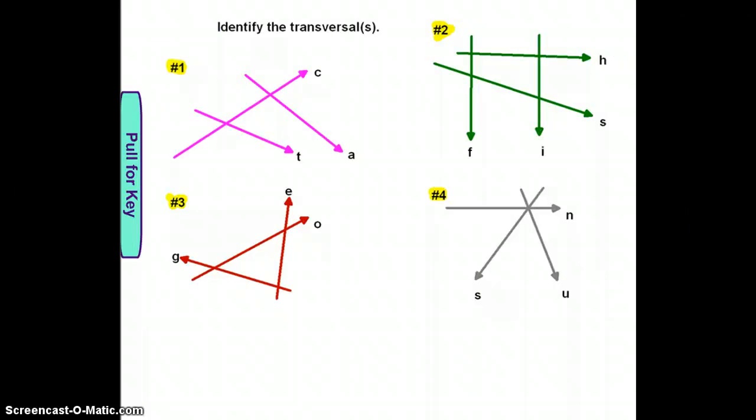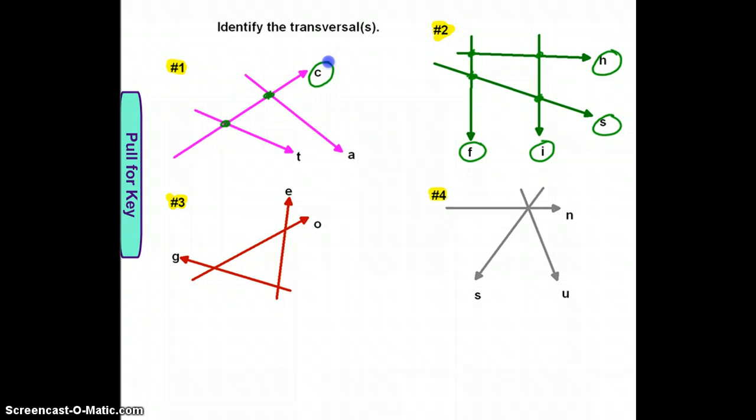In number 1, I need to identify the transversal. So it's the line that intersects at least two other lines. So that would be line C. Intersection is here and here. In number 2, F is a transversal because of two intersections. I is a transversal because of two different intersections. S is a transversal and intersects at 2 points, and H is a transversal and intersects at 2 different points.